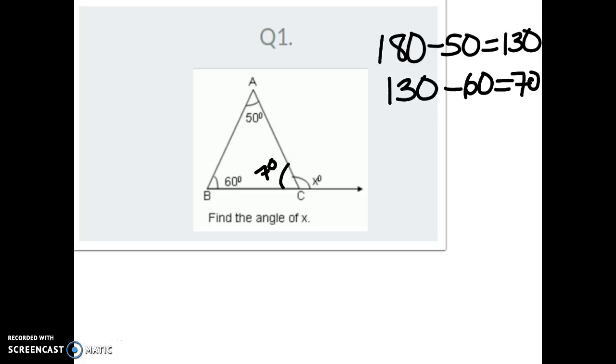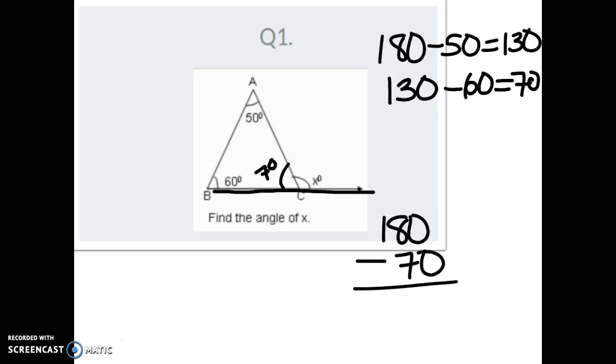We do know that a straight line, which would be this line here, is 180 degrees. So if I take 70 and subtract 180 degrees, I get 110. So that means the measure of angle X is 110 degrees. Great job.